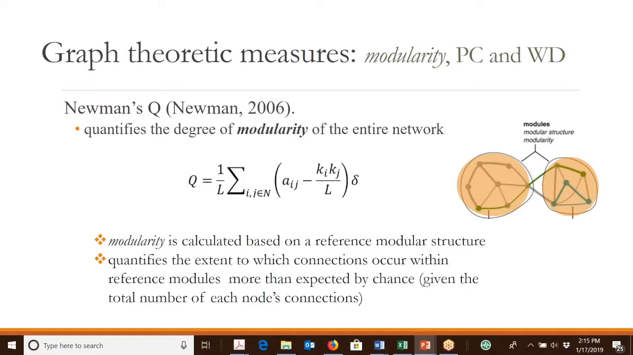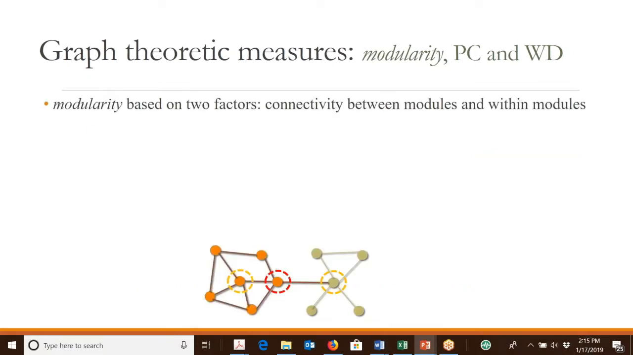Okay, so given that the nodes have some number of connections, what is the extent to which the connections of nodes are occurring within modules as opposed to just occurring randomly between nodes? This is what Newman's Q is going to quantify. Now, Newman's Q, or modularity, is based on these two factors, as I've described conceptually before. It arises out of the connectivity that there is between modules and the connectivity that there is within modules. And we're going to measure each of these.